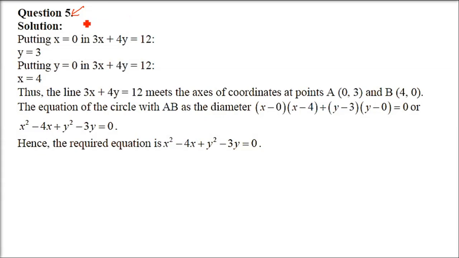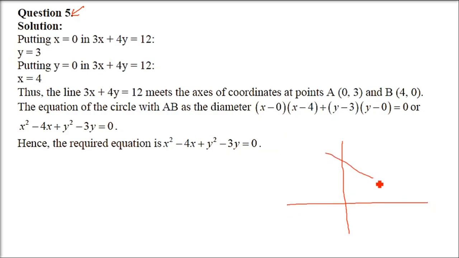This is question number 5. So find the equation of the circle passing through the origin and the points where the line 3x plus 4y equals 12 meets the axes of coordinates. Now let me tell you one thing, that these questions are jumbled up, scrambled. So in your edition you may find this question at some other question number, right?